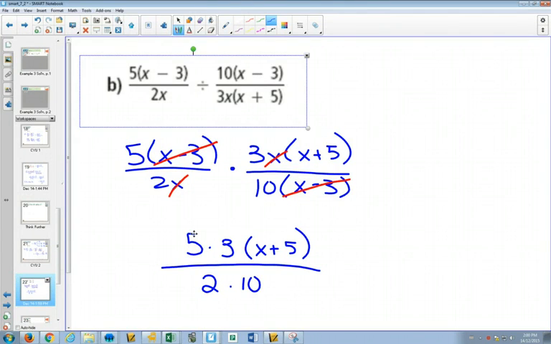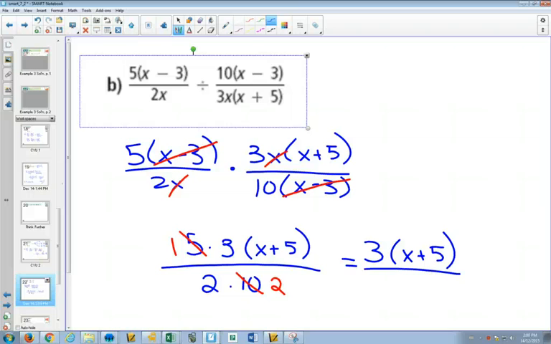Maybe you want to make this 15 over 20 and simplify it from there. Maybe you see that the 5 over 10 simplifies to 1 and 2. 1 times 3 then is just 3, x plus 5, and 2 times 2 is 4. You don't need to distribute the 3. In fact, we like to leave things factored because it shows us easier to see that we've simplified it completely.